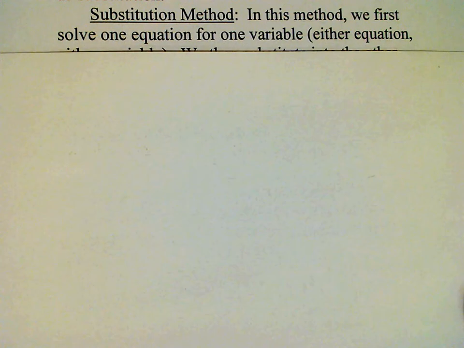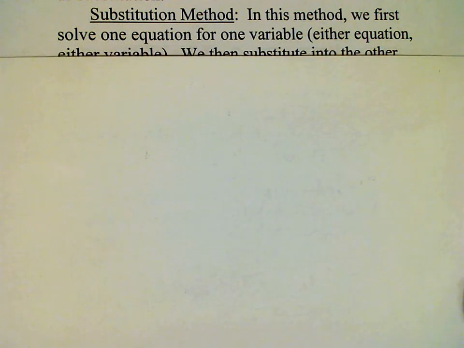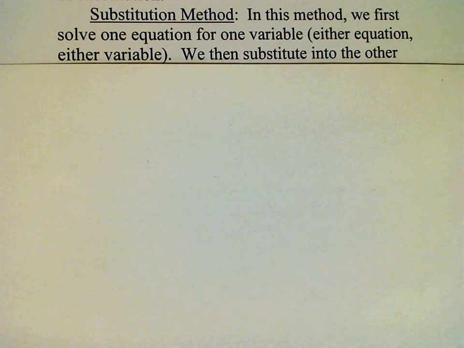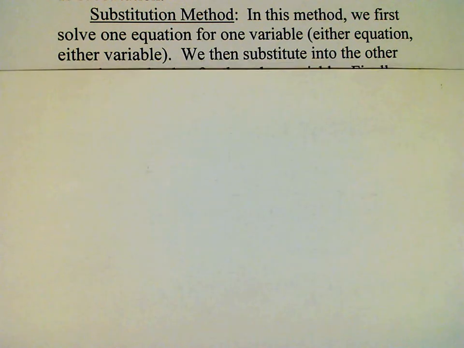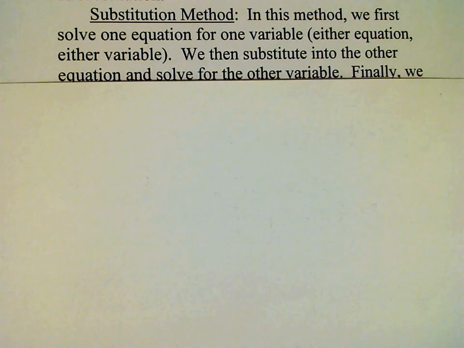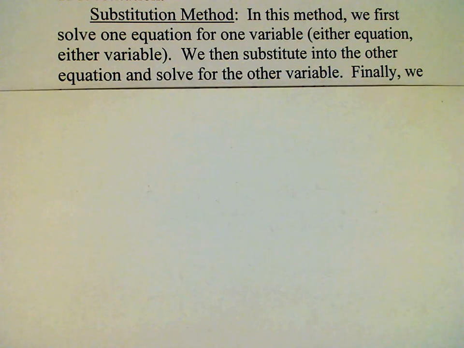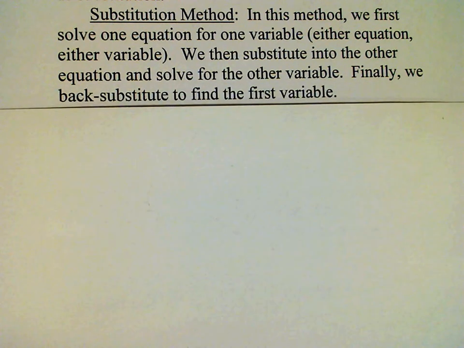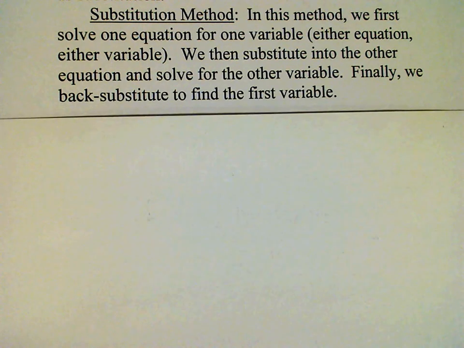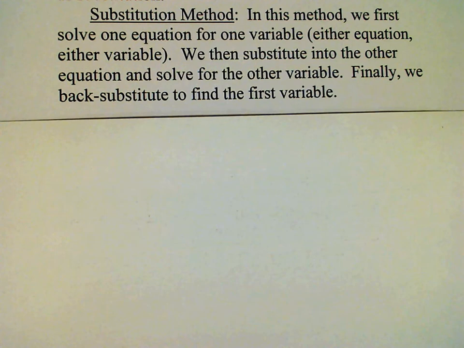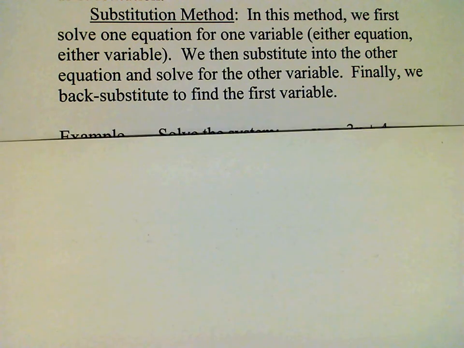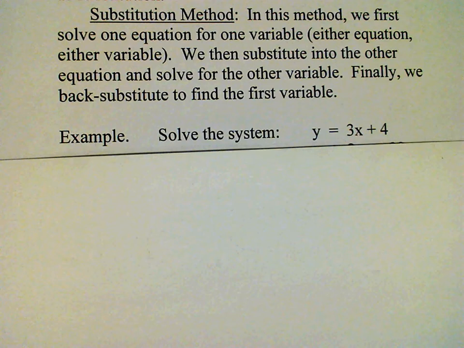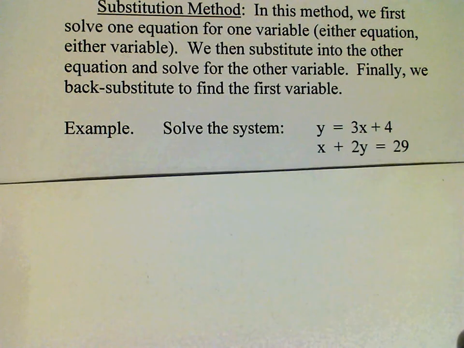So let's look at the substitution method now. In this method, we will first solve one equation for one variable. Does not matter which equation, does not matter which variable. Then we use the expression that we get to substitute into the other equation and solve for the other variable. And then finally, we will back substitute to find the first variable. Now again, this might sound complicated, but I think once you do a few examples, then you realize it's really not so bad.